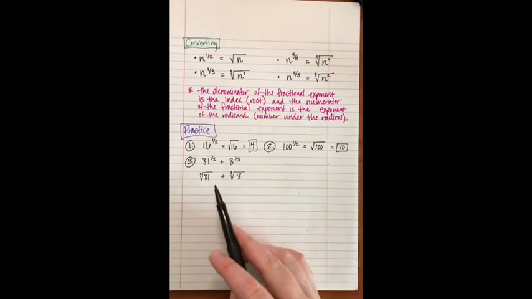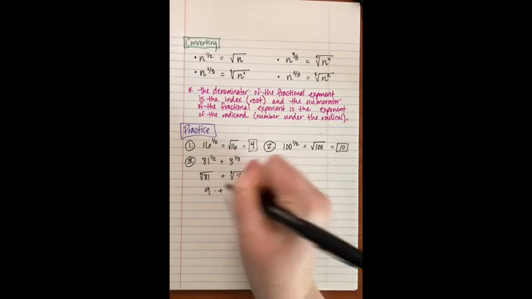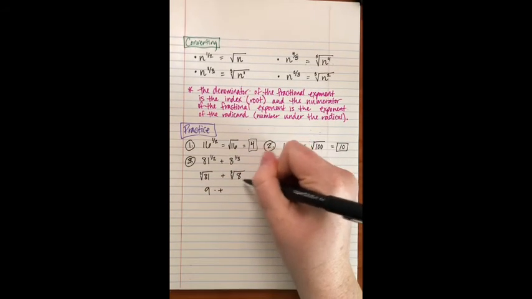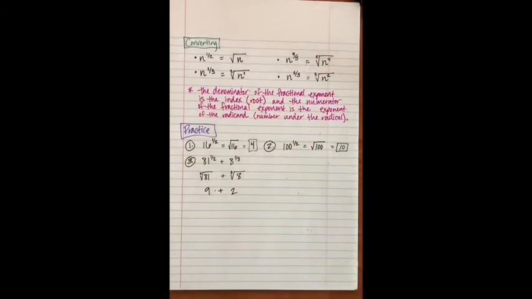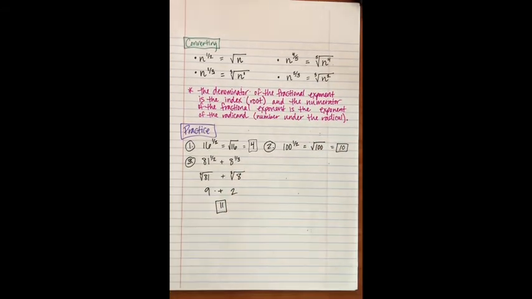Okay, let's simplify our radicals. Square root of 81 is 9. Cube root of 8 is 2. 9 plus 2, 11.